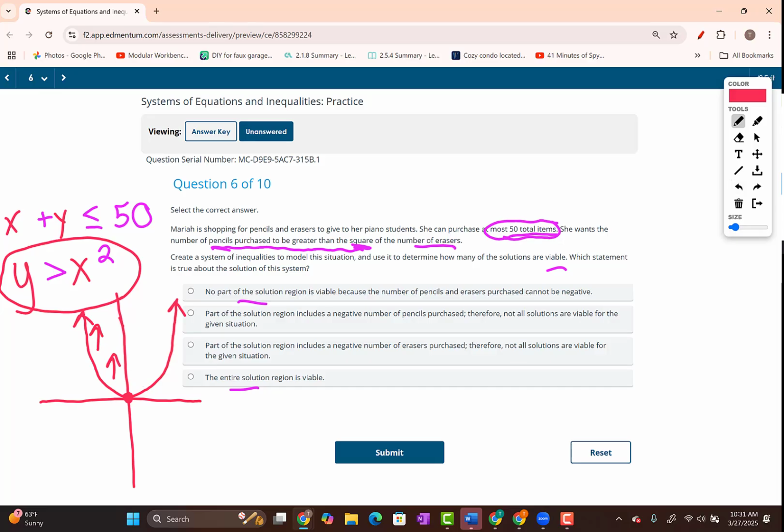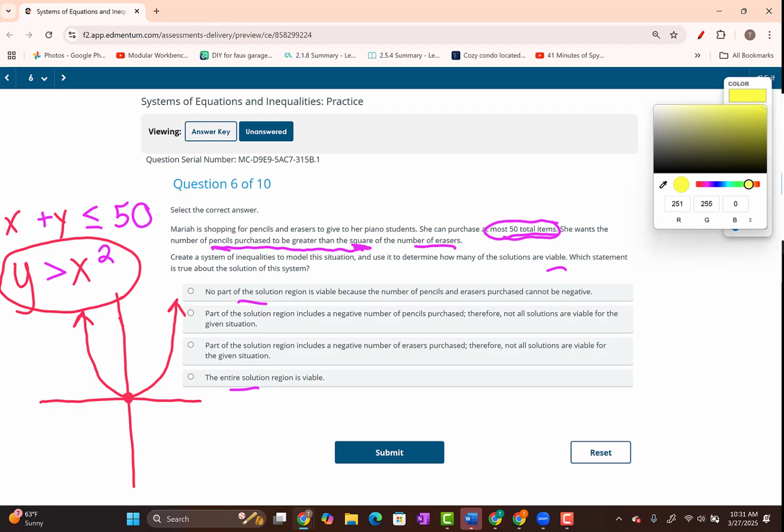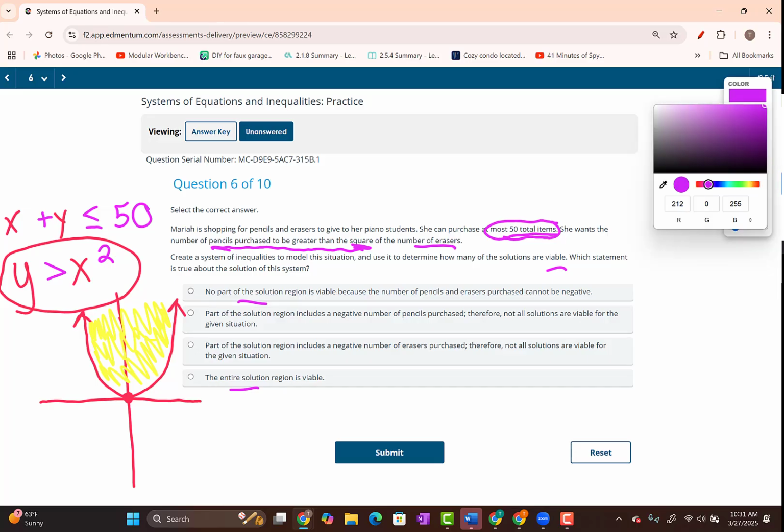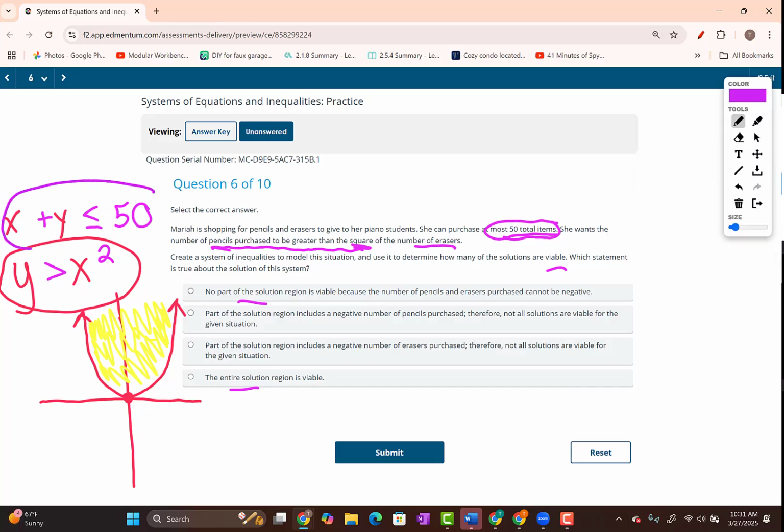I'm going to use a light color to shade. I know my potential solutions are above the parabola, really on the inside of the parabola. So right there are the potential solutions. Of course, those go up forever and ever. All right, now we're going to take this other inequality: x plus y is less than or equal to 50.